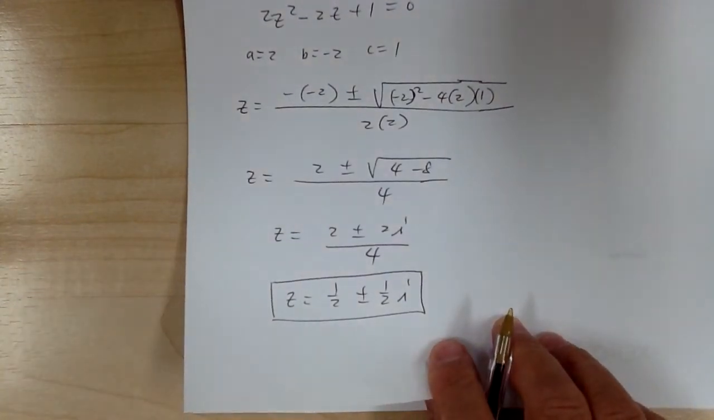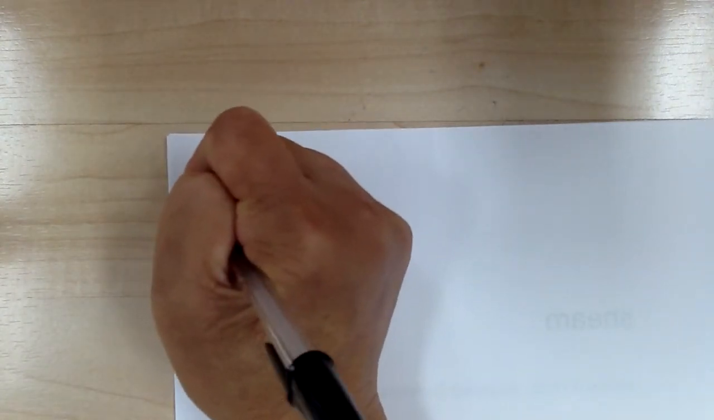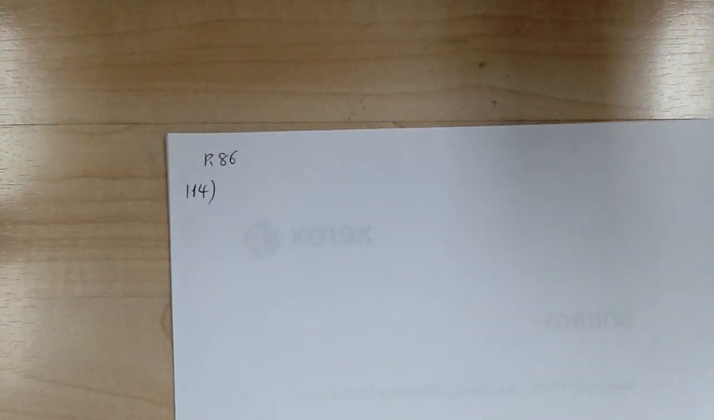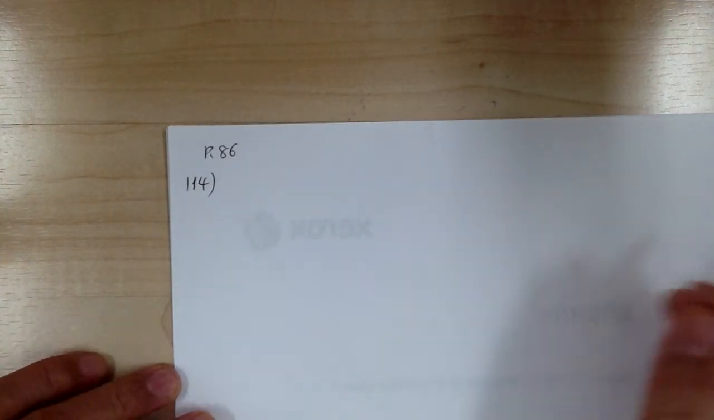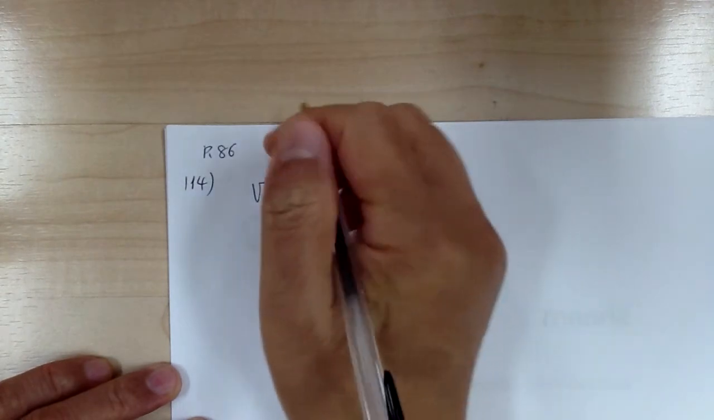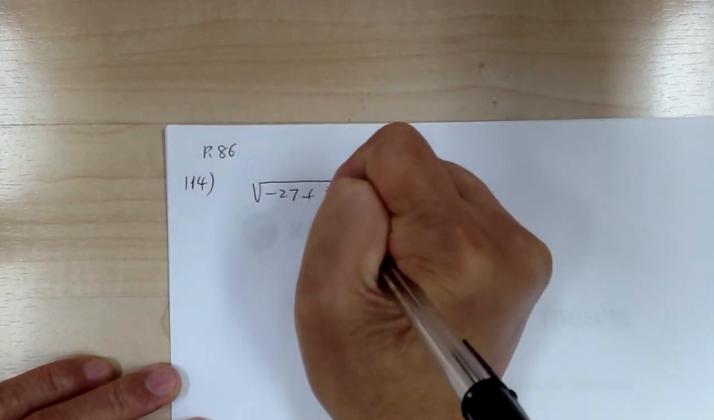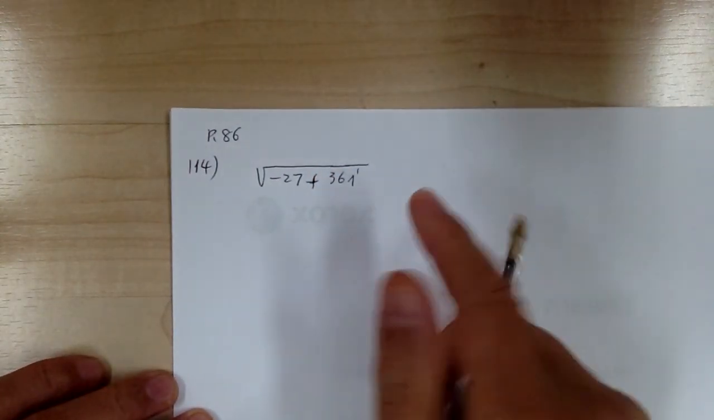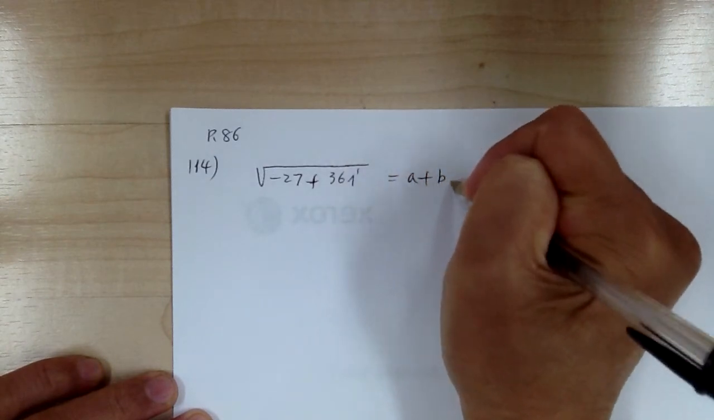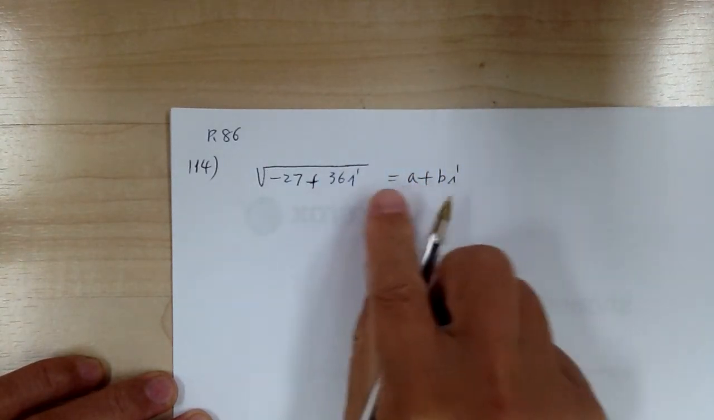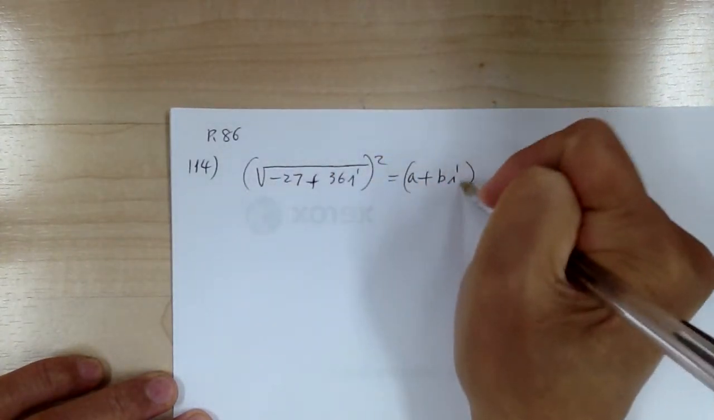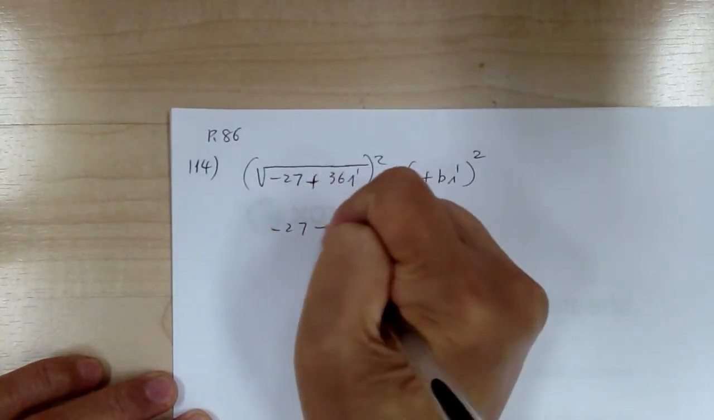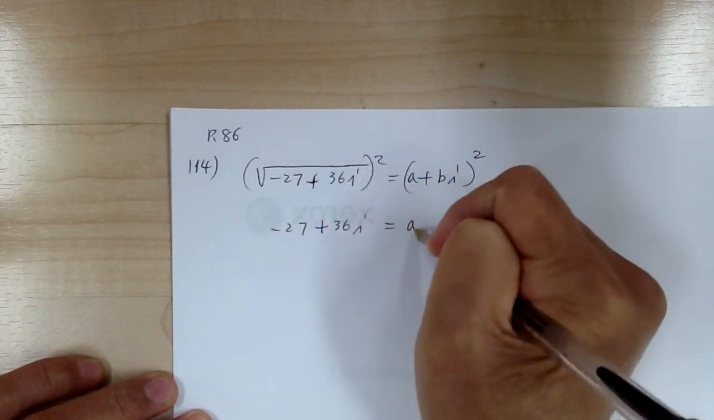Okay, let's go to 114. You have the square root of -27 plus 36i. So you want to simplify that. Okay, so go ahead and set it equal to a plus bi. And after that, go ahead and square both sides. So this will cancel out. So you get -27 plus 36i equal to a squared.